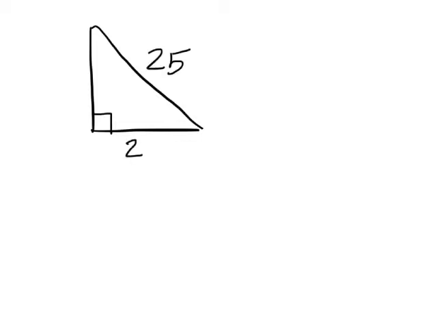Another example problem. This is a right triangle, and in this case we know the hypotenuse to be 25 and one of the legs to be 24, but we don't know this one, so I'm going to call it A.